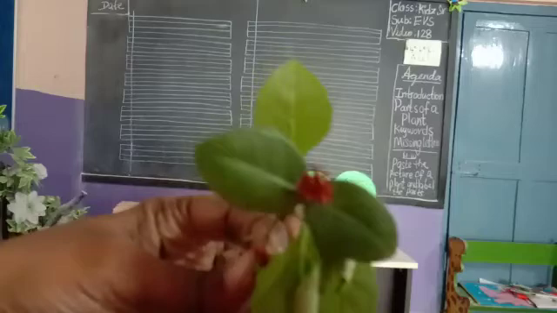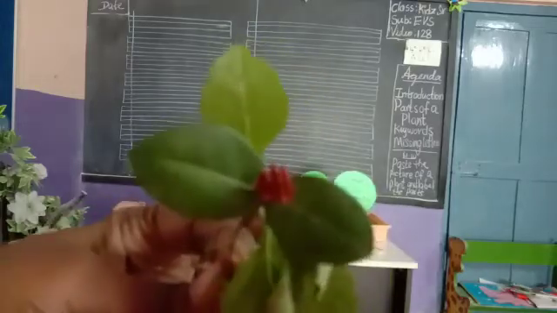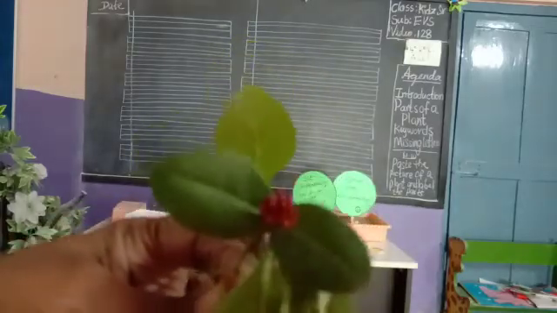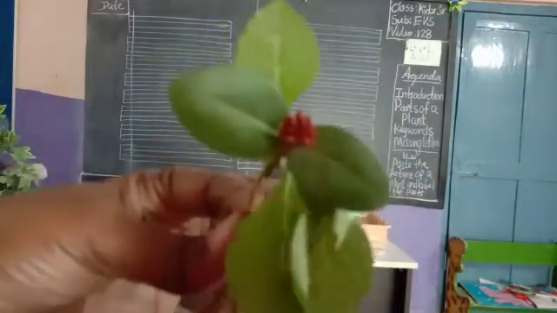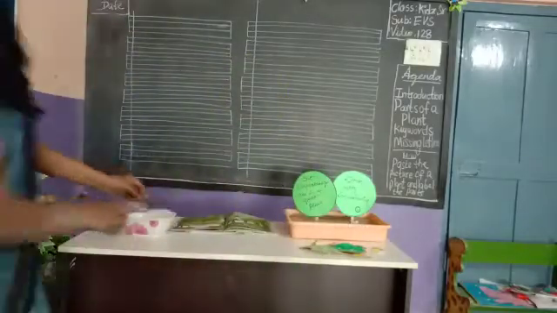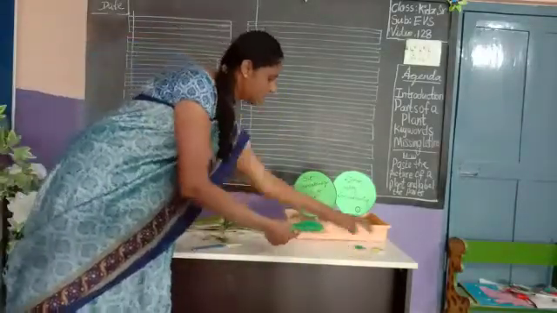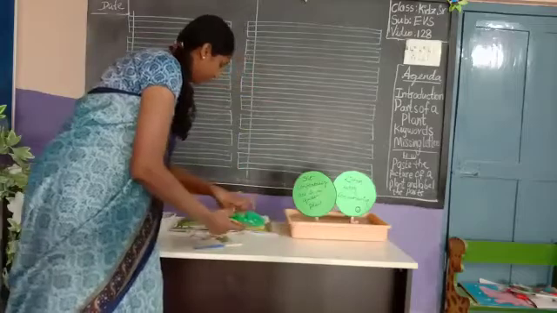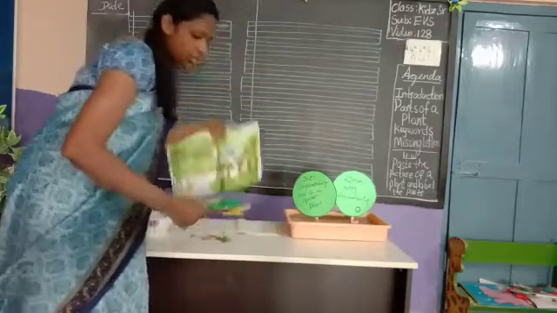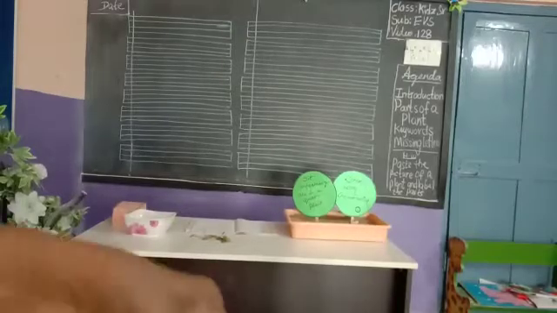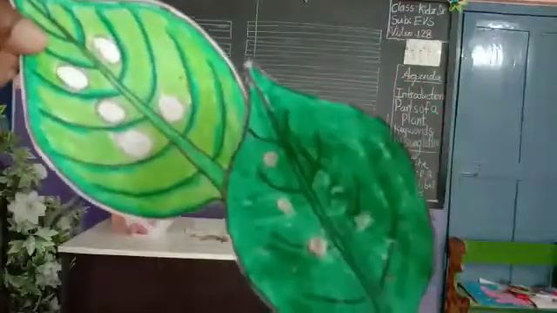Now I am going to show you some of the pictures. Just identify it and name it. Okay, children, you identify it and name it. Now let us see, children. Now look here. What is this, children? What do you see?